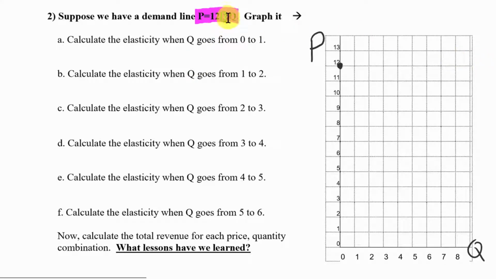And that slope of minus 2 tells us that every time we go over 1 or increase q by 1, we're going down 2. So we're going over 1 and down 2, over 1, down 2, over 1, down 2, etc. And then we just want to connect those with a straight line. Okay, so there is our demand line. Call it a demand curve, but it's a straight line.